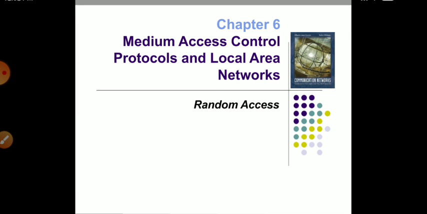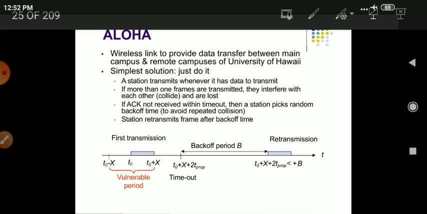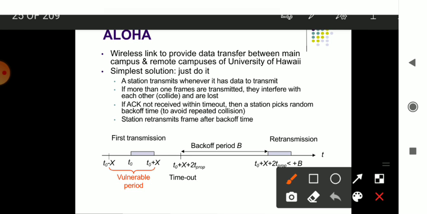So let's check. In random access, as I said, there are two types: slotted Aloha and pure Aloha. Pure Aloha and the Aloha concept are the same. Since the Aloha concept belongs to the LAN part, it covers wireless communication within a particular campus, where the information is transferred only within that campus.